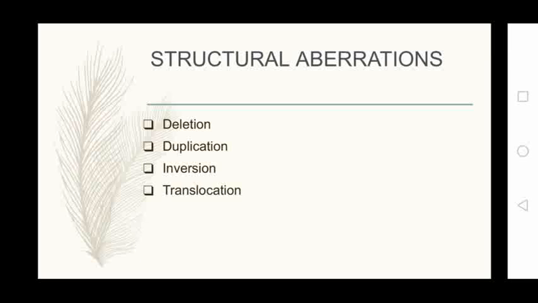Then inversion is the process by which a part of the chromosomal segment breaks and that part rotates and rejoins with the same chromosome. So that results in inversion of gene order. That is, if we have the genes in the order ABC, after inversion the order will be CBA. And the remaining part is translocation that we have to complete now.